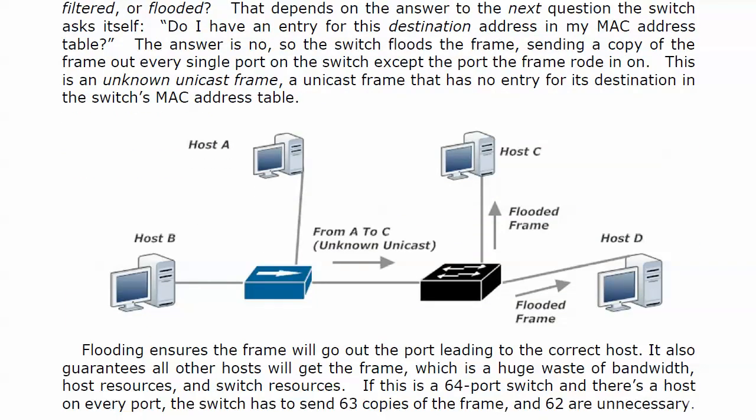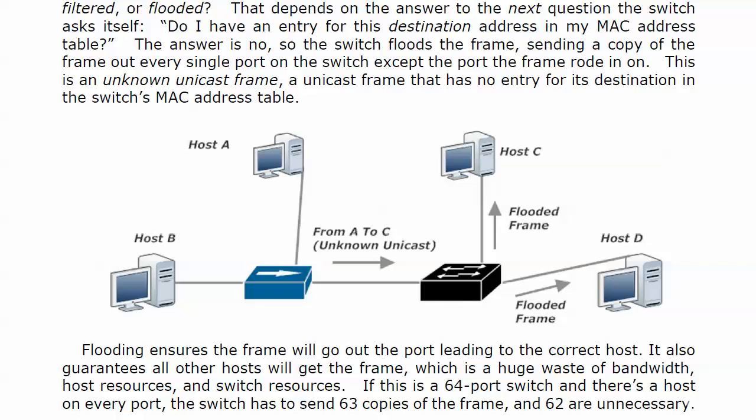So this is what ends up happening again. We get an unknown unicast from A to C, and it's unknown to the switch because the switch does not have an entry for C's MAC address. And in this case, that frame will be flooded. It will be sent on every port except the one it came in on.